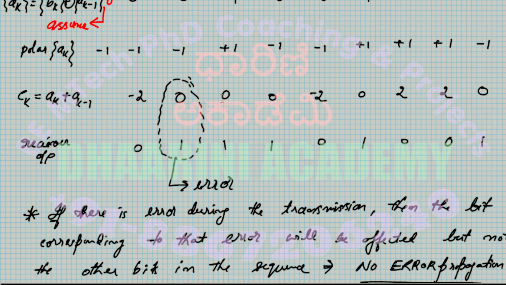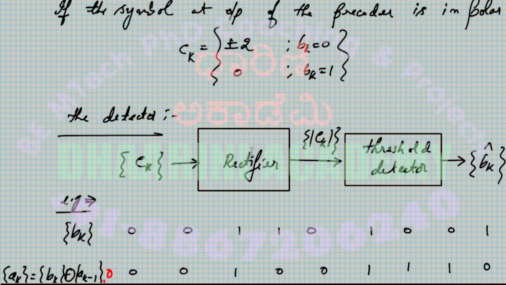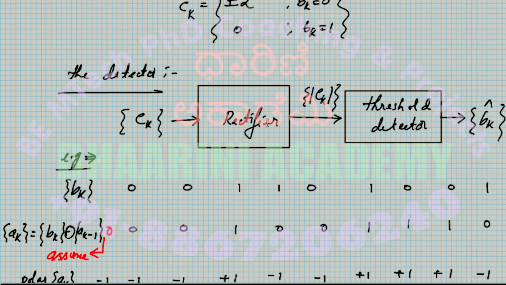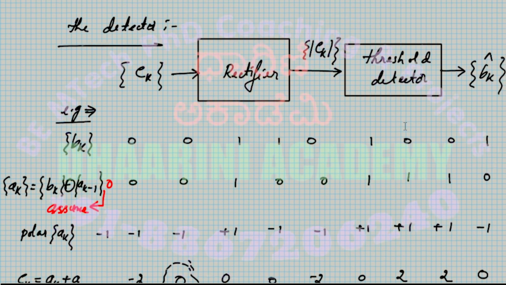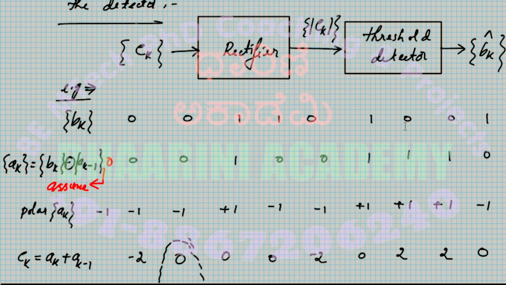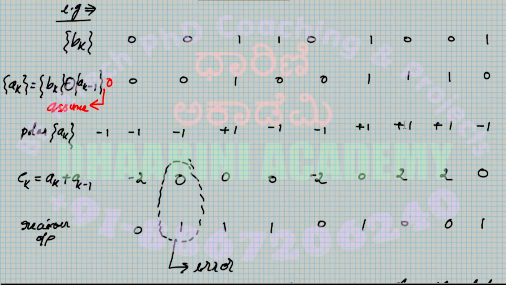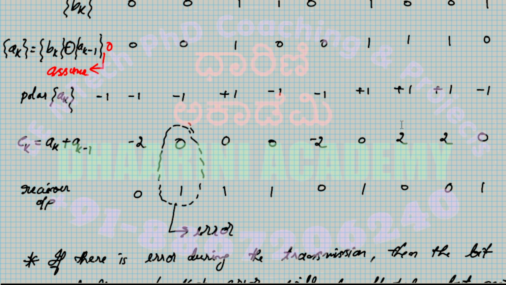Negative value will be 0. Anything more than 0 will be 1. That's what a rectifier is. You see the block diagram. CK is there. Pass it through a rectifier and a threshold. Rectifier means anything lesser than 0 will be 0. Anything more than 0, or 0, is a positive answer. 0 or more than 0 is 1.